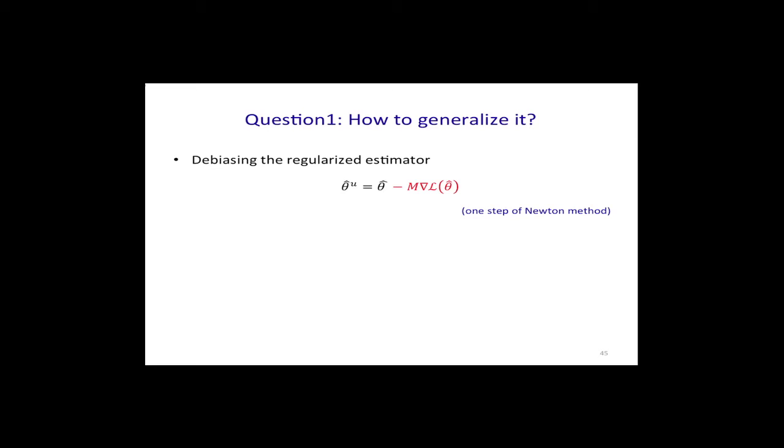And now, following the same philosophy, if you want to construct the unbiased estimator, you should take theta hat and then go in the direction of the subgradient. Okay? So it's very similar to the one step of Newton method. Now the question is, how should we find the matrix M? You find the matrix M following the same philosophy. So you solve this optimization problem.